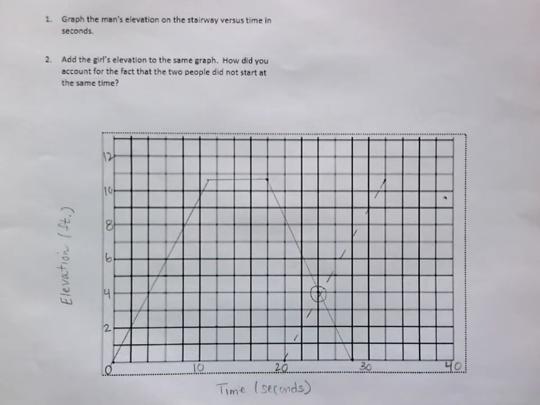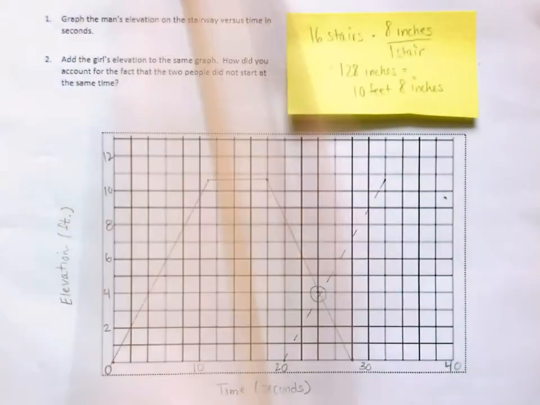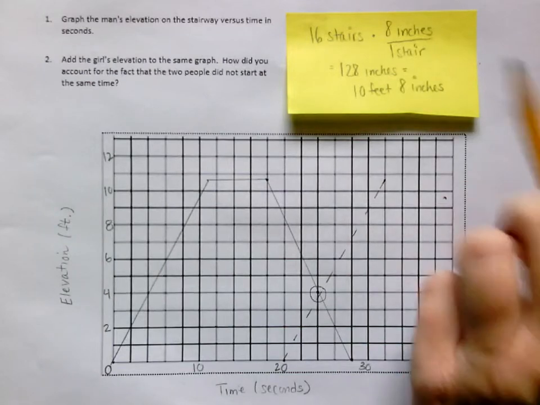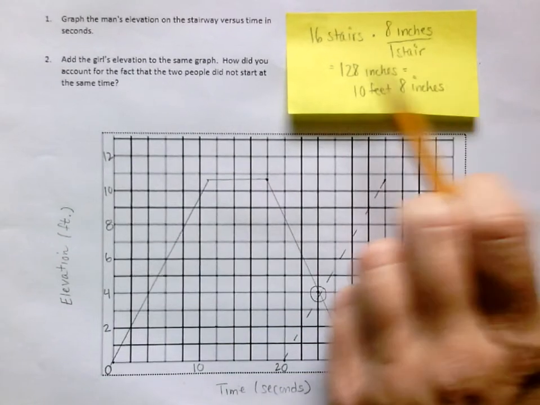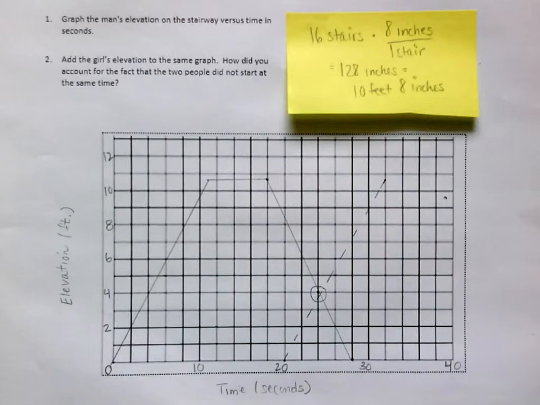By watching the video, the students may struggle with determining the maximum height of the man, but you can use this information to help them. You can tell the students that there are 16 stairs on the flight of stairs and that each stair rises approximately 8 inches. So to find the maximum height, students can multiply 16 stairs by 8 inches per stair for a maximum height of 128 inches, which is 10 feet 8 inches or 10 2/3 feet.